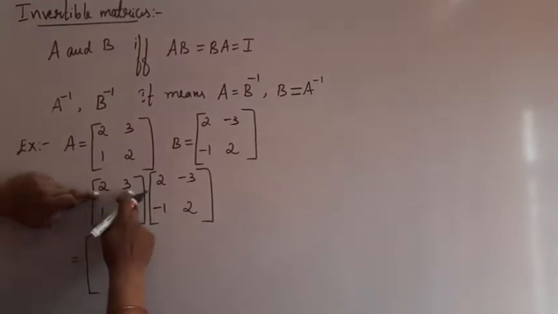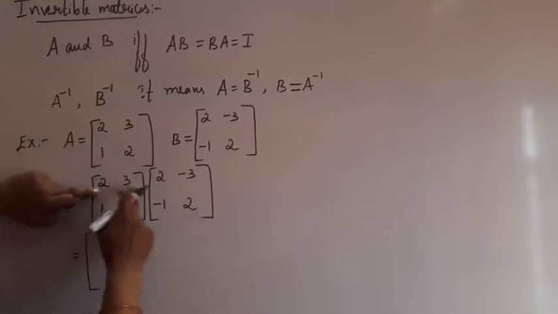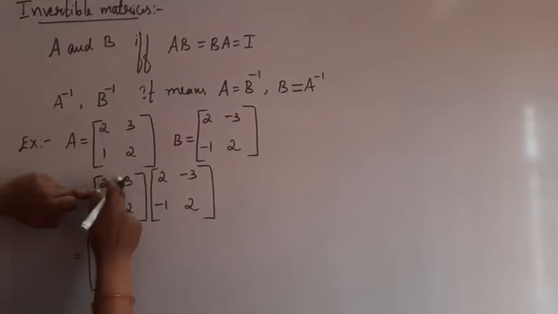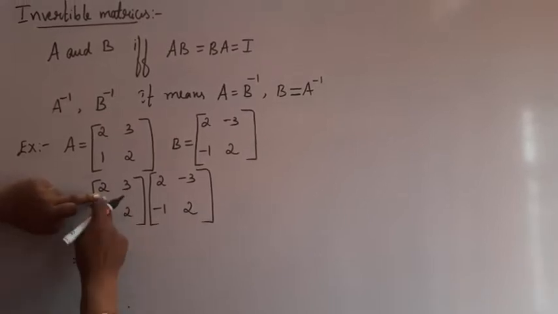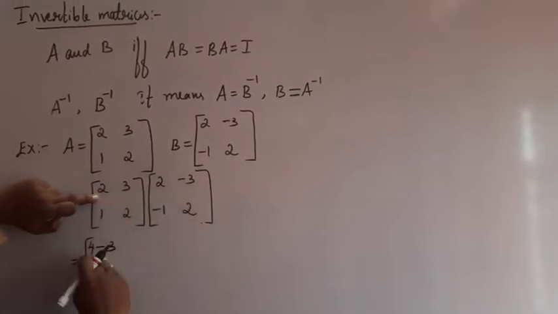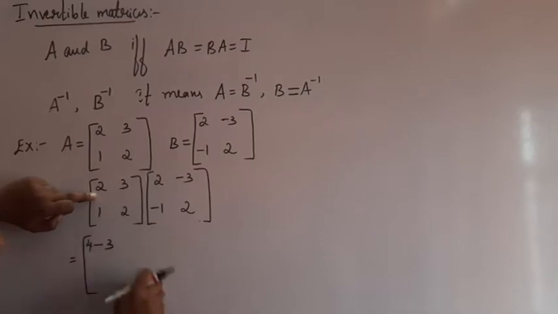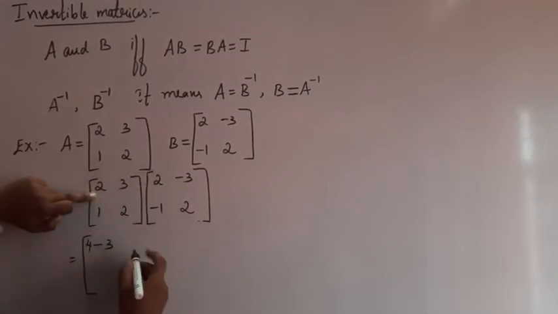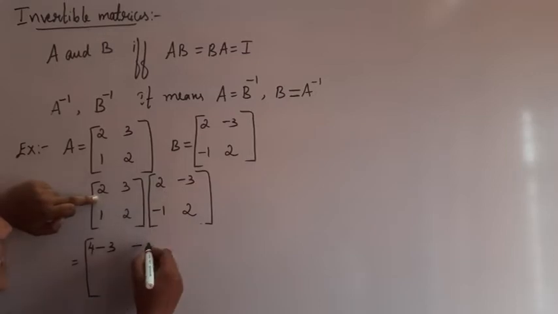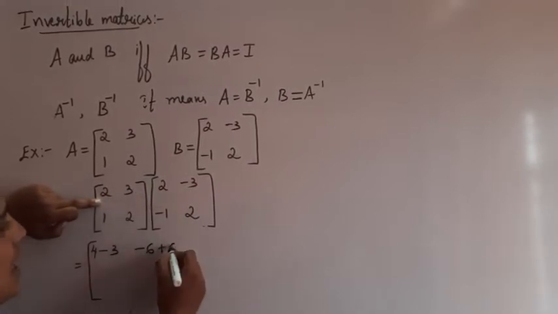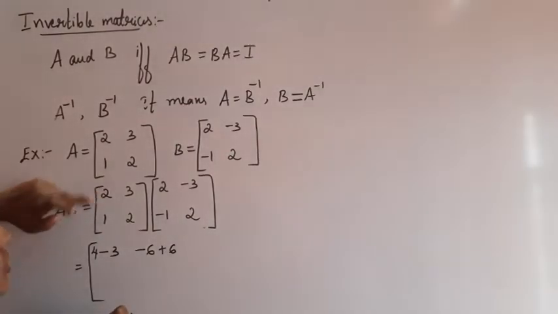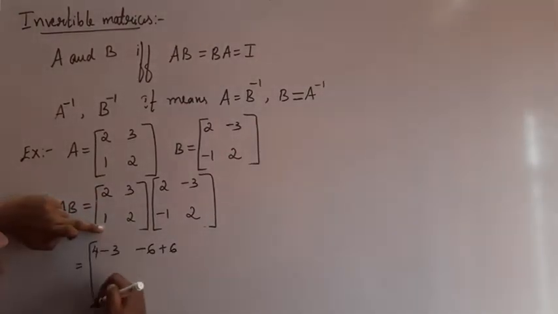First row, first column: 2 2s are 4, plus into minus, minus 3 1s are 3. Same row, second column: plus into minus, minus 2 3s are 6, plus into plus, plus 3 2s are 6. Now change the row.